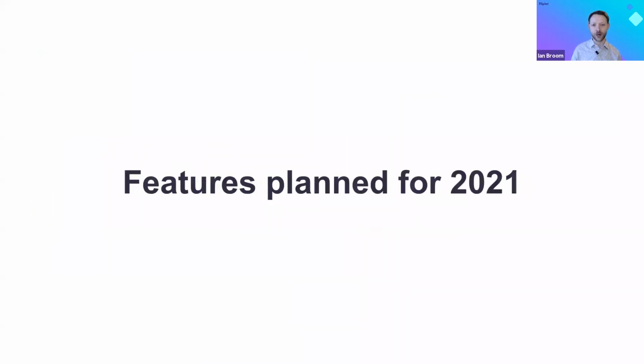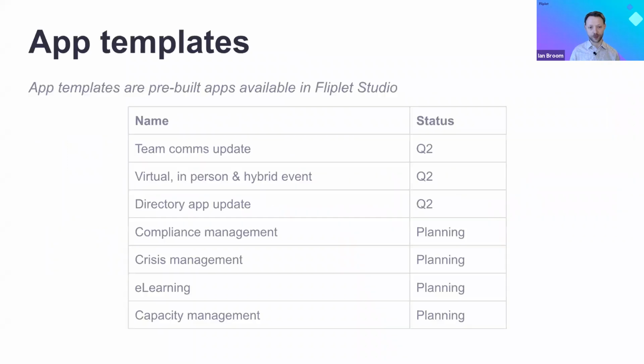Okay, so let me tell you about what we're planning for the rest of 2021. These are all of the templates that are currently being worked on or planned. We've got a Team Comms update that will replace the internal comms app that we currently have. We've got a new virtual event app template, which I think some people may know about because we did a webinar about it late last year. We've got a directory app update coming as well. And then we're planning a compliance management app, a crisis management app, an e-learning app, and a capacity management app. So let me tell you a bit about all of these.